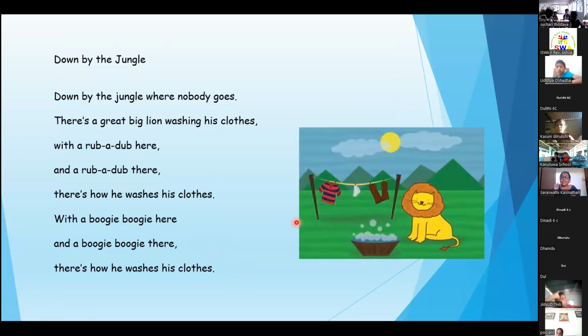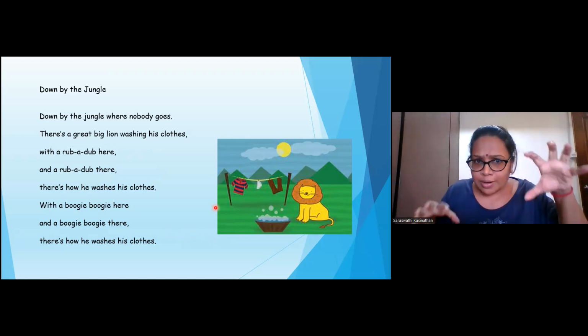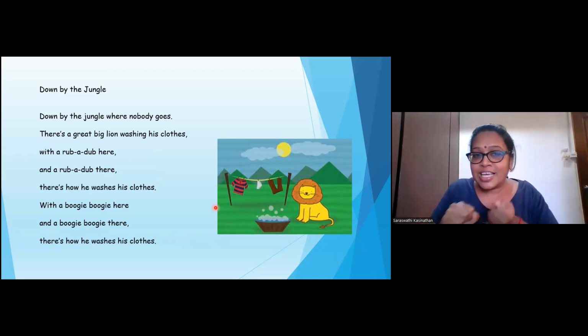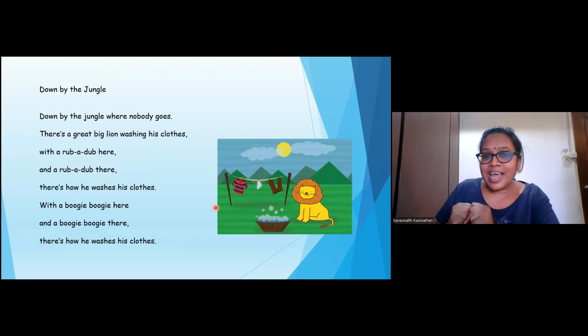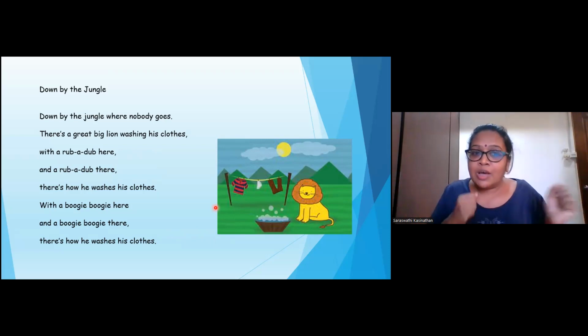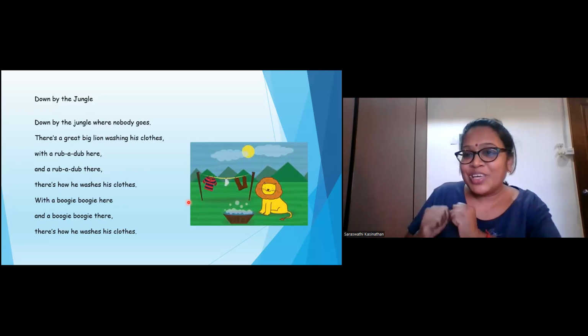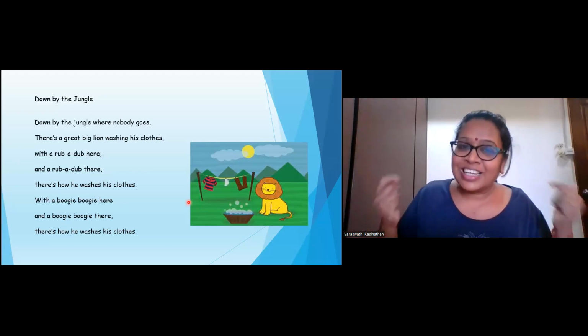Down by the jungle where nobody goes, there's a great big lion washing his clothes with a rub dub here and a rub dub there. That's the way he washes his clothes. And a boogie boogie here and a boogie boogie there. That's the way he washes his clothes.